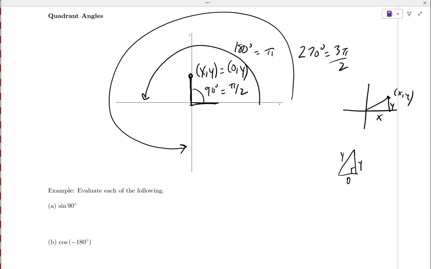Now that I have a reference triangle, can I figure out what the sine, cosine, tangent, all those things are for that one? Yeah. Because your sine would be y over y, which is equal to 1. Cosine would be 0 over y, which is equal to 0. You can figure out those exactly the same way. So if I ask for sine of 90 degrees, you would tell me it is 1. And just to emphasize, cosine of 90 degrees is 0.